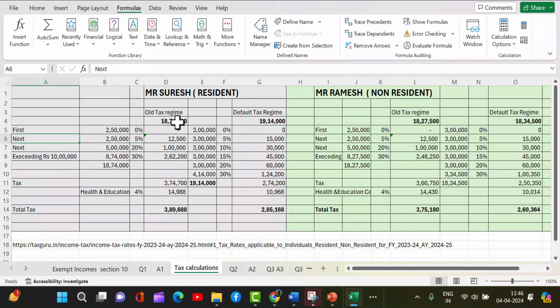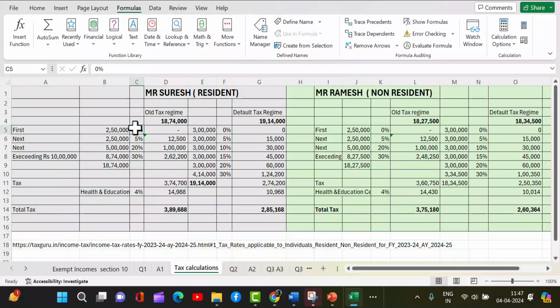Now let's calculate tax on the first 2,50,000, zero tax. First, let's focus only on the old regime, no tax. The next 2,50,000, 5%. So 12,000 is the tax, okay, which is this. Then we go to the next 5 lakhs, 20% tax, which is 1 lakh. On the remaining, because the total amount is 18,74,000, the balance is calculated like this, this minus all these. So you have 8,74,000 on which we have to pay 30% tax. So 30% is the highest slab under the old regime.